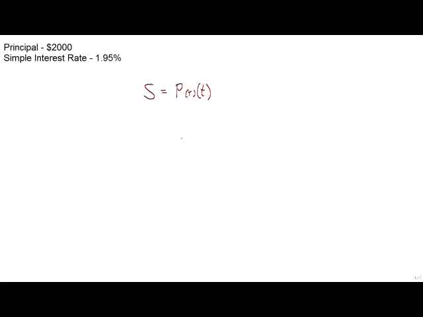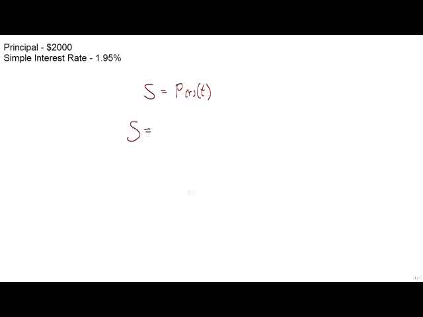So quickly we'll just review our formula here. We have S, that stands for our simple interest, will equal our P, which stands for principal, times the rate of 1.95% times the term length in years. We are just going to determine the interest earned for 1 year.